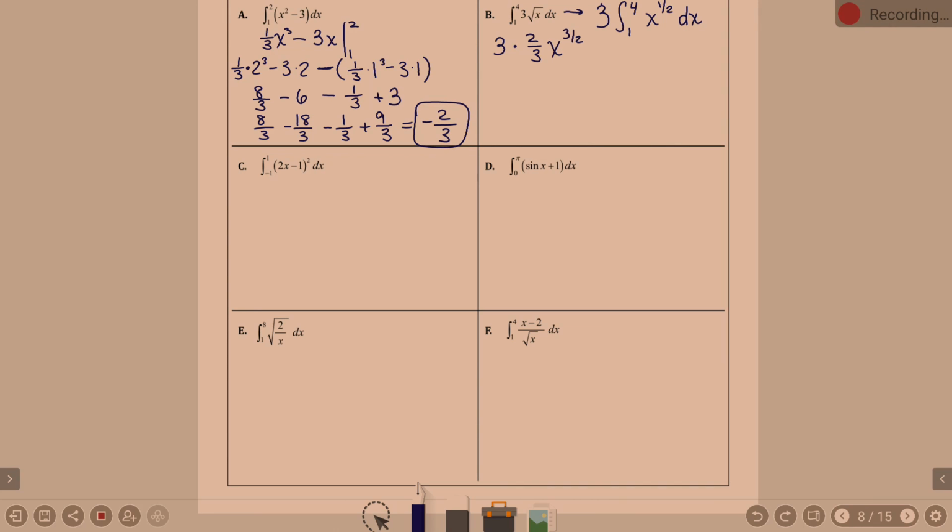Okay. So add 1 to the power. 1/2 plus 1 is 3/2. Officially, we first learned you divide by 3/2. But dividing by a fraction is ugly. Dividing by 3/2 is the same as multiplying by 2/3. So officially, we just did that. And this is evaluated from 1 to 4.